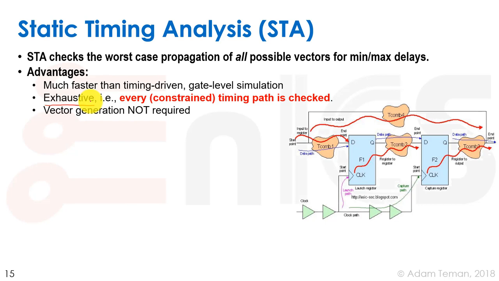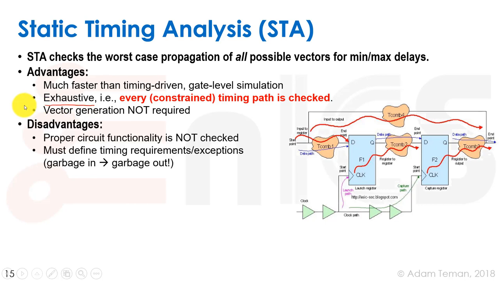And we do not need to generate any functional vectors of how the design is actually operating to do static timing analysis. The disadvantage is that we do not check proper circuit functionality. We need different types of functional verification for that. We also have to define timing requirements, or our constraints, which we'll discuss later. And if we add wrong timing requirements or exceptions, we may block real timing violations. Garbage in, garbage out. So you have to be really careful and know exactly what you're defining and how it affects the design.